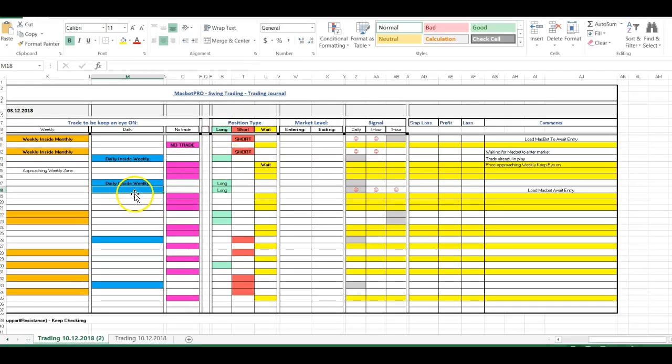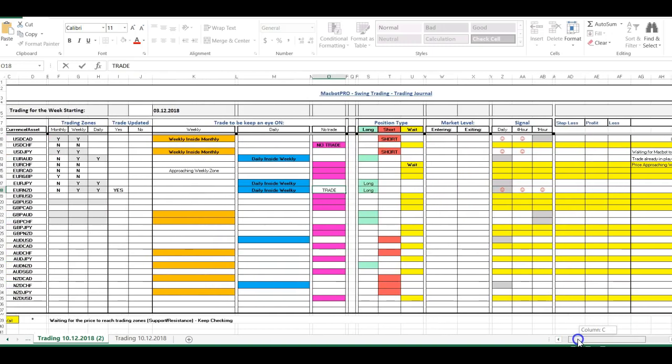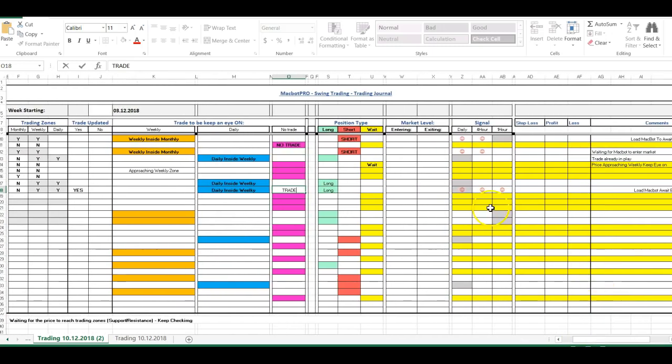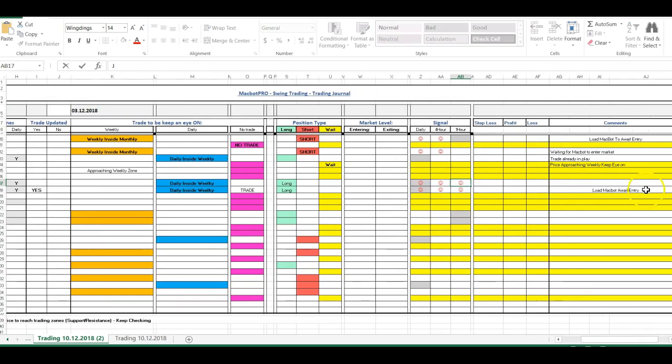Let's fill this out here. So we can move across. It's daily inside a weekly trade, yes. It's a long trade entering, and we have a signal in play.